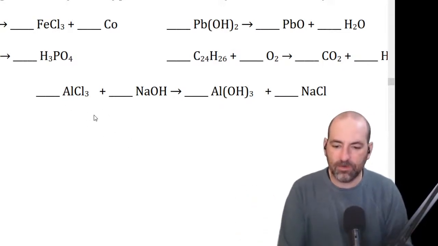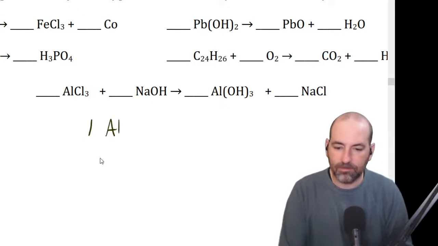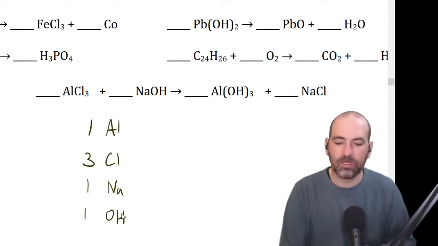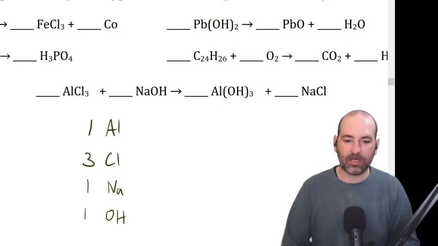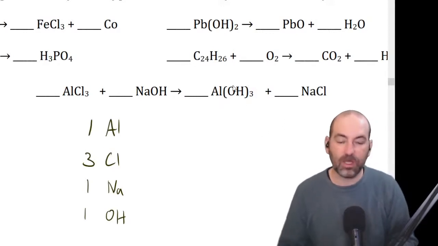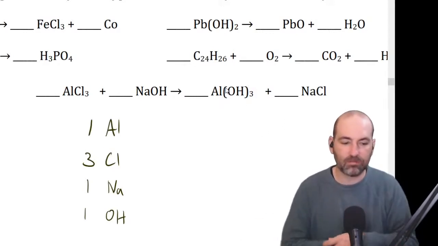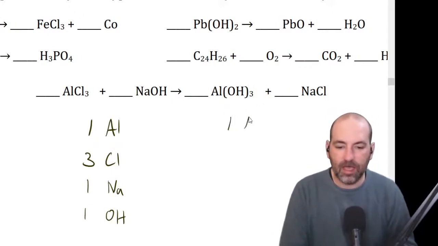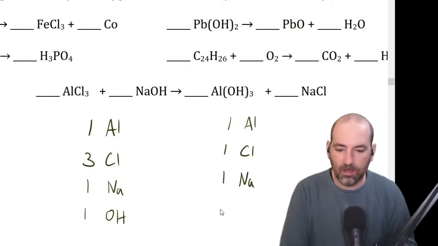In this equation, we've got on the left 1 aluminum, 3 chlorine, and 1 sodium. And then we're going to say we have 1 hydroxide because we know there's that polyatomic ion hydroxide and it's on both sides of the equation, which means it's not being split up or changing into anything else. So we can keep it together. On this side, 1 aluminum, 1 Cl, 1 Na, and 3 hydroxides.